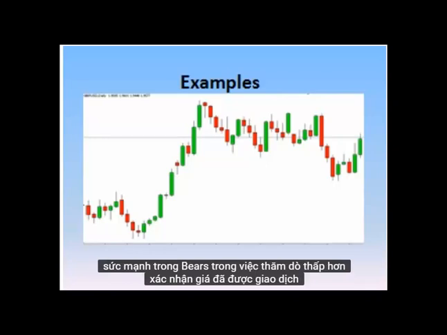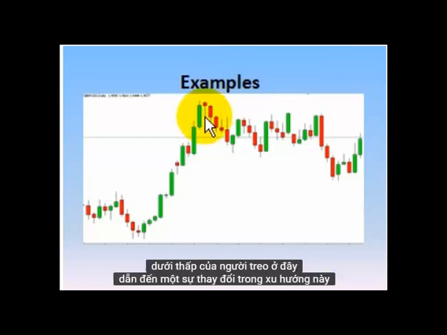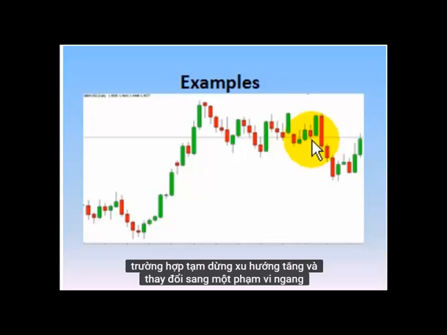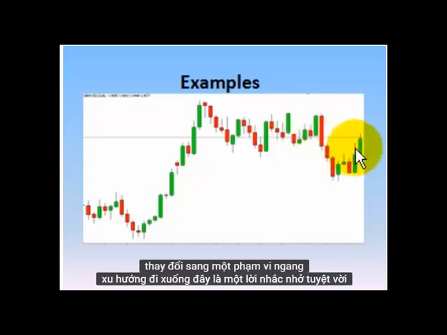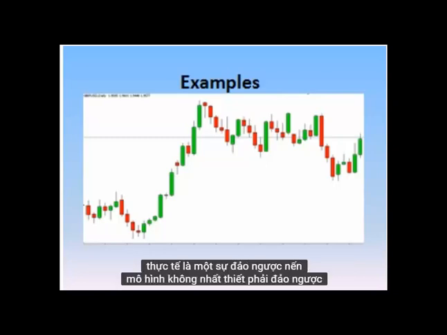Confirmation was price trading below the low of the hanging man here, leading to a change in trend. In this case, a halting of the uptrend and a change to a sideways range with a slight downward bias. This is a great reminder of the fact that a candlestick reversal pattern does not necessarily reverse price.